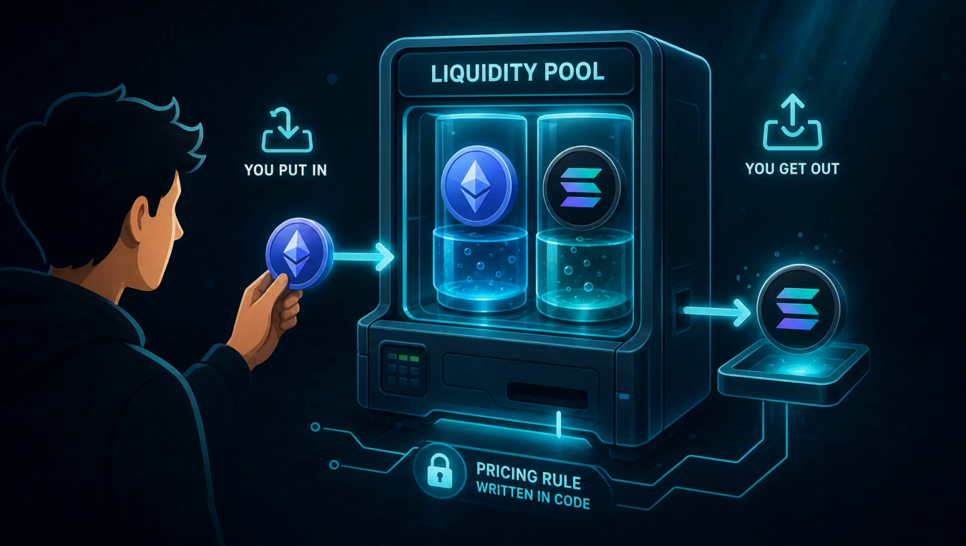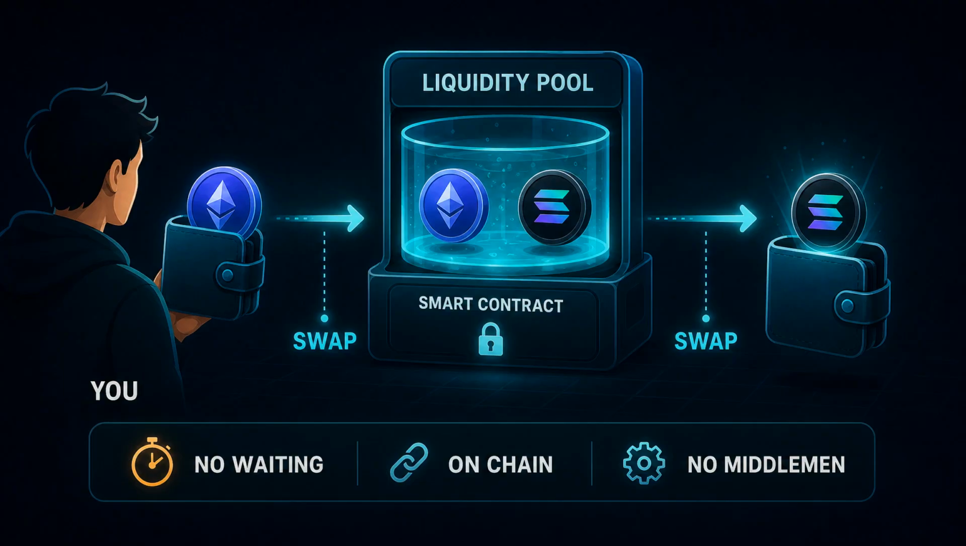A liquidity pool is easiest to imagine as a vending machine for tokens. It holds two assets. You put one asset in, and it gives the other asset out. The machine does not negotiate with you. It follows a pricing rule written in code. This design matters because it lets people trade on-chain without waiting for a professional market maker or a matching engine.